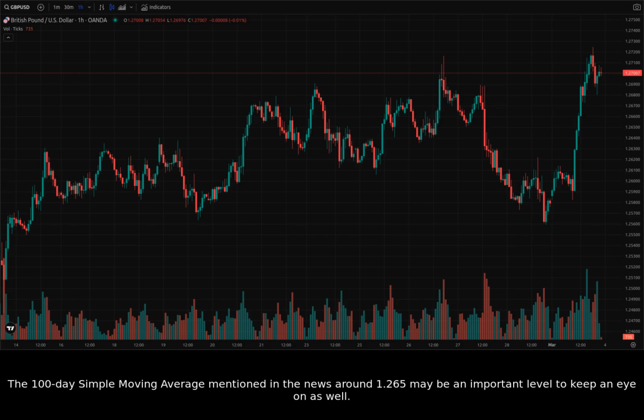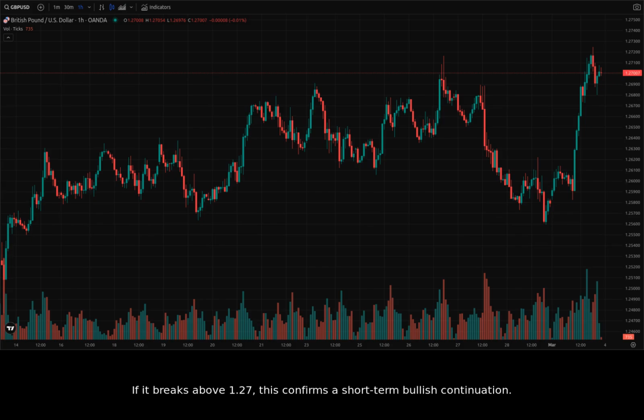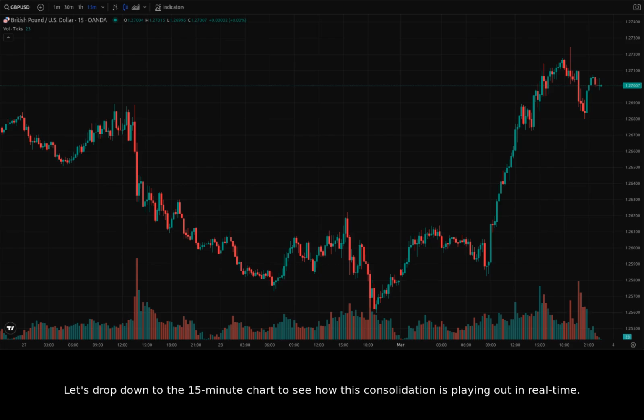The 100-day simple moving average mentioned in the news around 1.265 may be an important level to keep an eye on as well. If it breaks above 1.27, this confirms a short-term bullish continuation. The 1.2630 mentioned in the news may be a higher low support. Let's drop down to the 15-minute chart to see how this consolidation is playing out in real time.